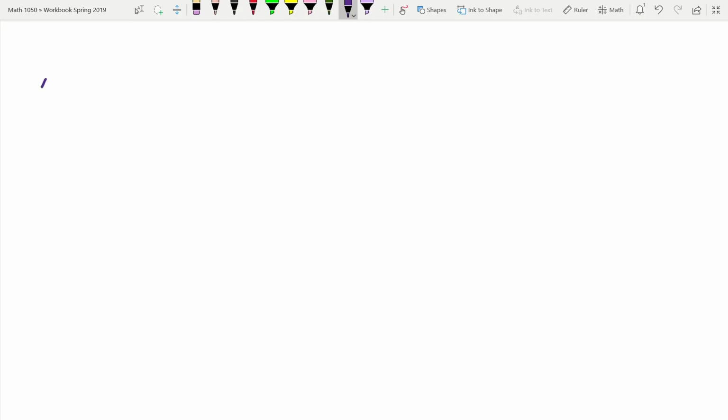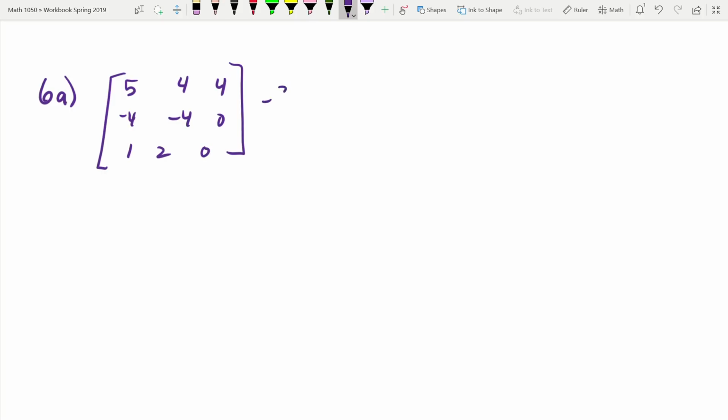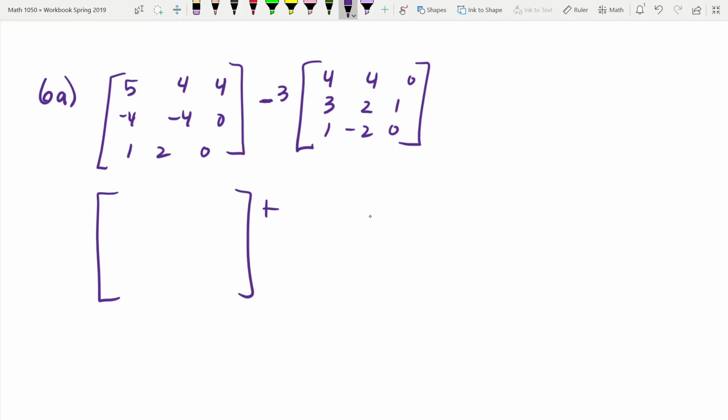So on question number 6a, A and B are the same size, so I can go ahead and do this, okay? So I'm going to take matrix A, and I'm going to write it down. And then I'm going to go -3, and then I'm going to put matrix B. So the biggest mistake that people make on these, you guys, is they start multiplying the matrices. But you can see because there's a sign separating them that I'm actually adding them, or combining them is a better way to say it.